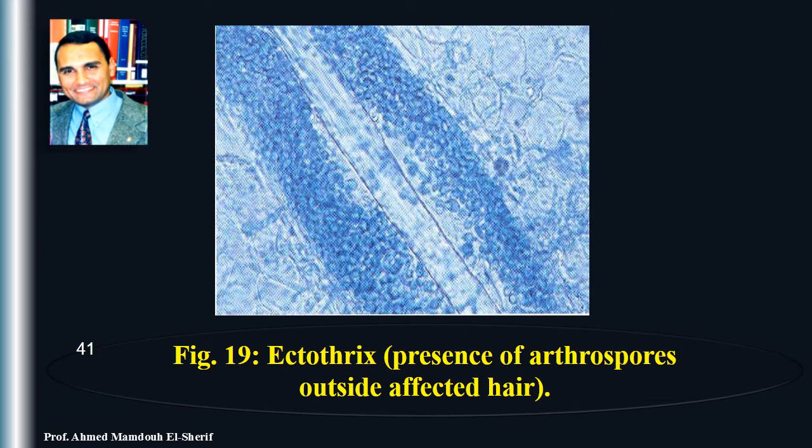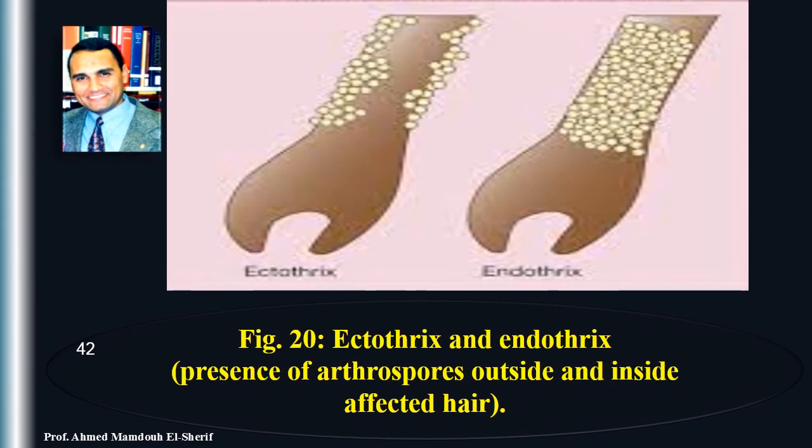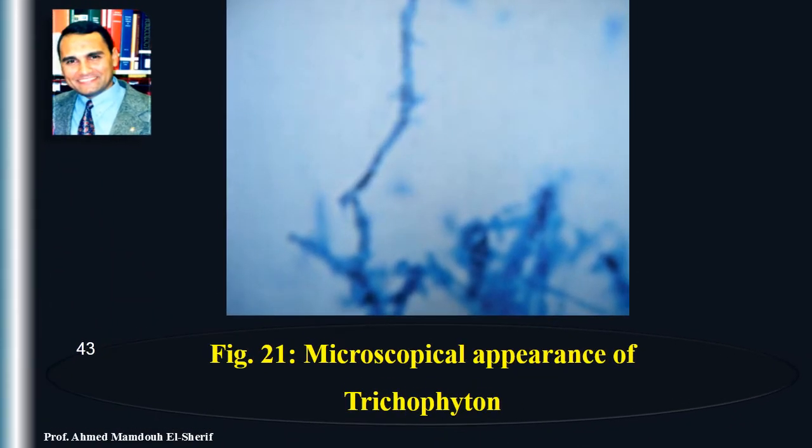This figure shows the ectothrix, which means presence of arthrospores of the fungi outside the affected hair. A diagrammatic figure showing the ectothrix and endothrix, meaning presence of arthrospores outside and inside of the affected hair. This is a figure of the microscopical appearance of Trichophyton.